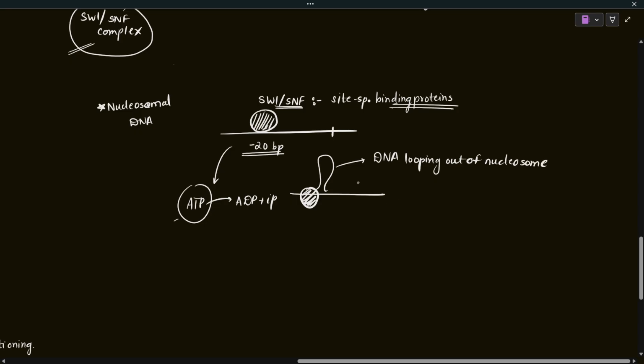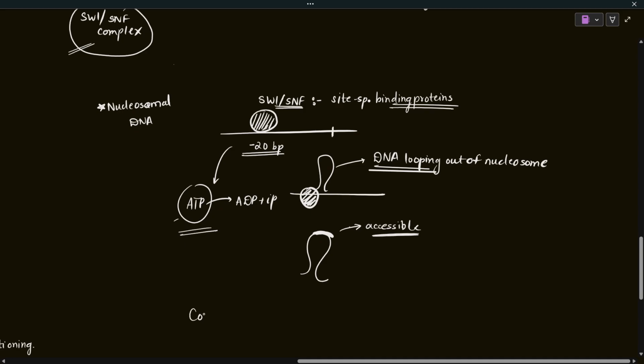Okay, and now the more you hydrolyze ATP, the longer the DNA loop becomes. So thus, due to the looping out of the DNA, this region is now accessible to the transcription factors and the polymerases. Okay, so this is how the SNF complex works.